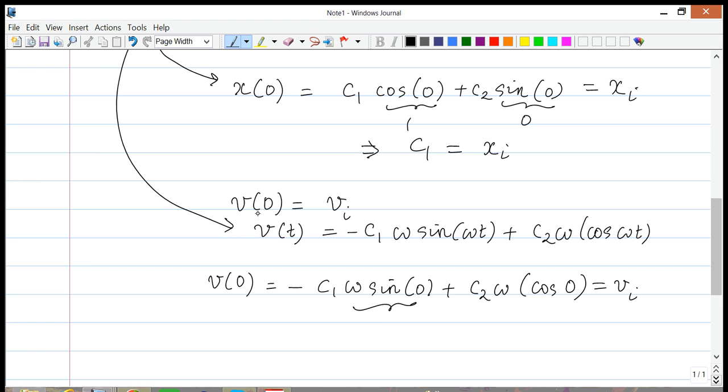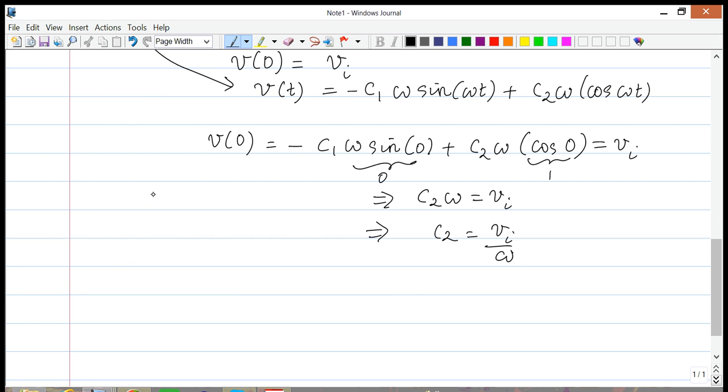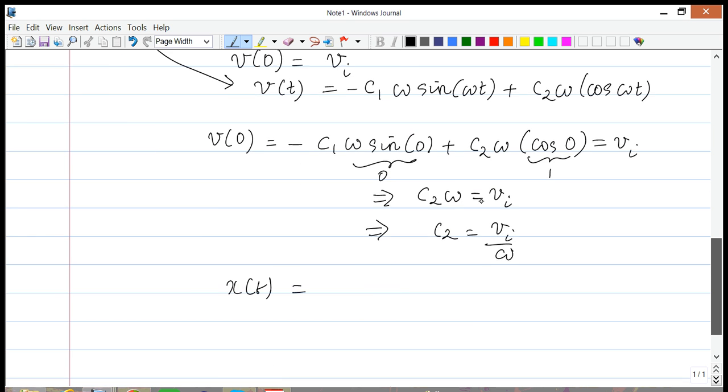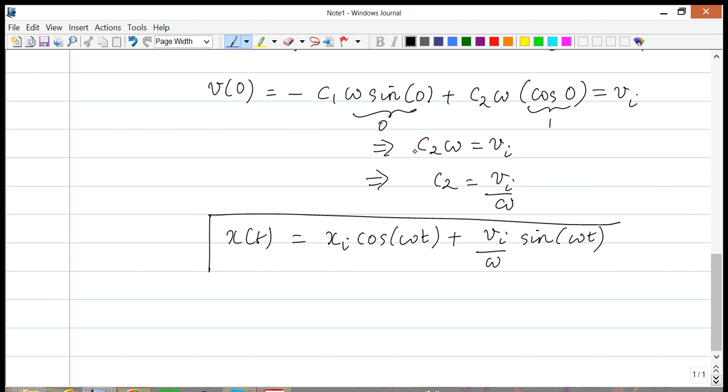So once again, the first term here is 0, and cosine of 0 is 1. So this implies that C2 omega is equal to vi, and so C2 is equal to vi divided by omega. Now that we know all of this, we can go back into x of t, and C1 is simply equal to xi. So we have xi cosine of omega t plus vi over omega sine of omega t. So this gives us the first equation.